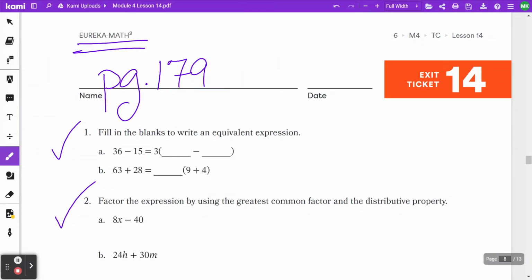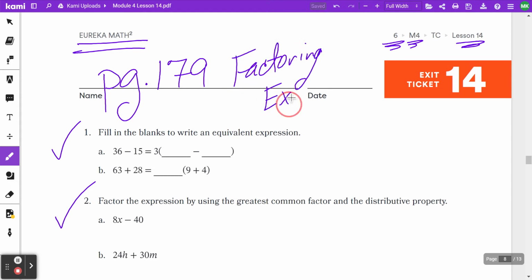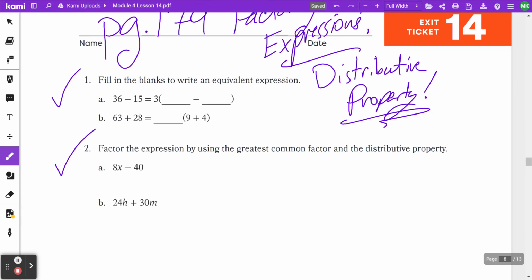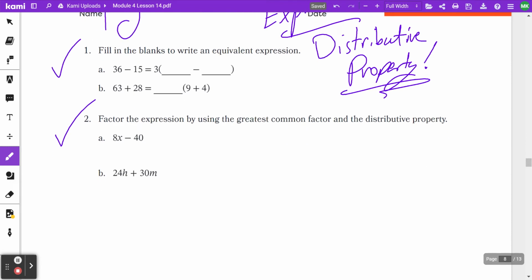We're hanging out with Grade 6 Module 4, Lesson 14, and today is all about factoring expressions. This is once again all about the distributive property. In the last lesson, what we were doing was actually distributing.